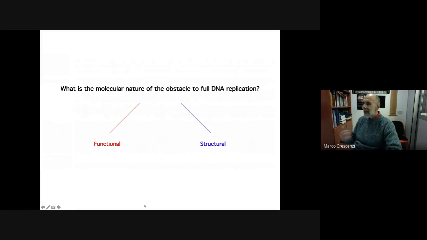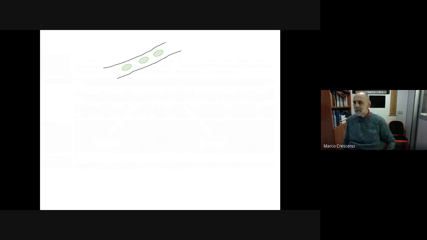But then again, we are back to our main question. Is there a structural obstacle to full DNA replication? And if it is there, what is it? So we thought of an experiment that would show if there is a structural problem to DNA replication in myotubes. We thought of this experiment.